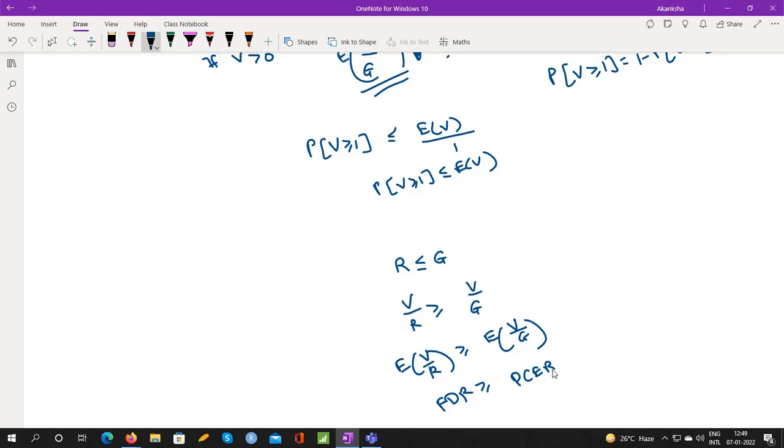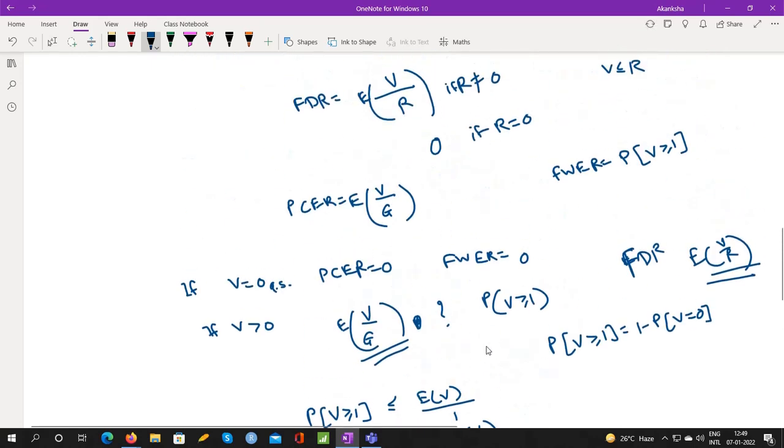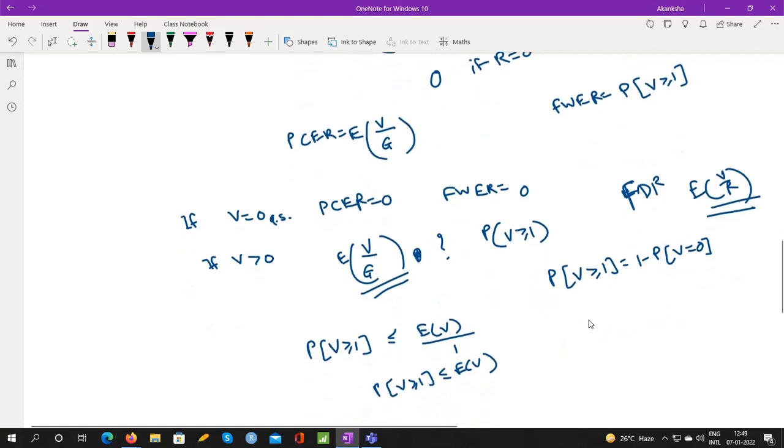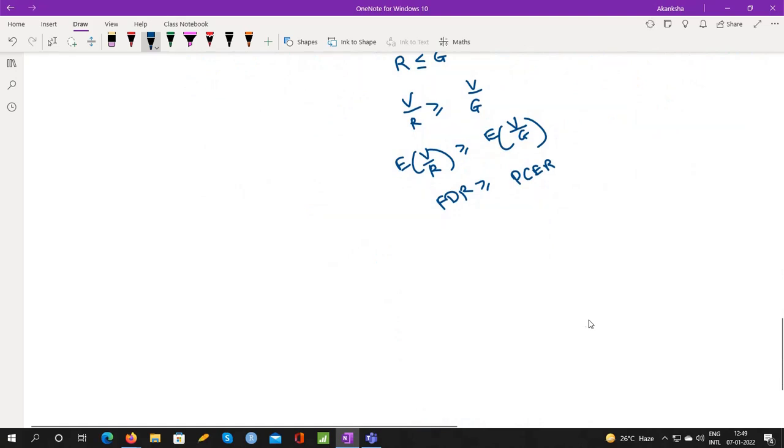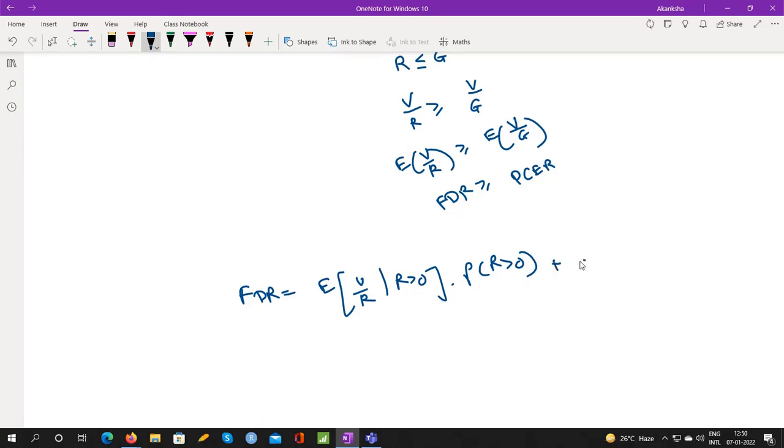Now I have to see if I can find some relationship between FDR and FWER. Okay, so let me try that. What I know about FDR is that FDR would be equal to the expectation of V by R given R is greater than 0, times the probability of R greater than 0, correct? Ideally this is the scenario. Plus 0 times the probability of R equal to 0. Is this okay? Can I write this?